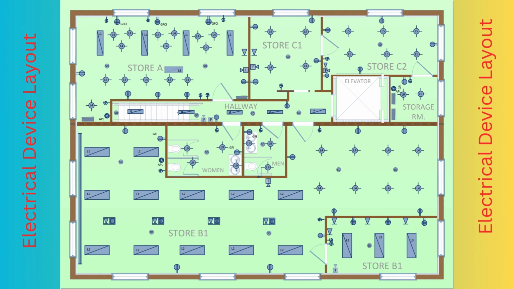This drawing illustrates the electrical wiring layout of a commercial building, showing the placement of lights, outlets, switches, and circuits across stores, hallways, restrooms, and utility spaces. It includes detailed wiring paths, panelboard connections, and labeled electrical components for efficient power distribution.